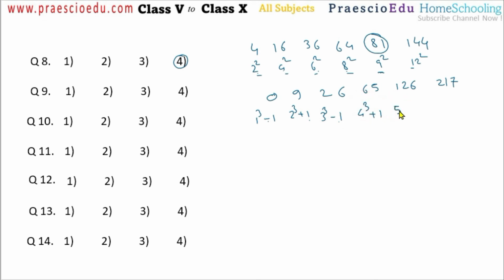Now here 5 cube plus 1 is taken, actually here minus 1 should be there, means 124 should be there. Instead of 126, 124 should be there, means this term is different. And here 6 cube plus 1, 6 cube is 216, plus 1 means 217. So this is correct. So this 126 is a different one, and this is given in option number 3.